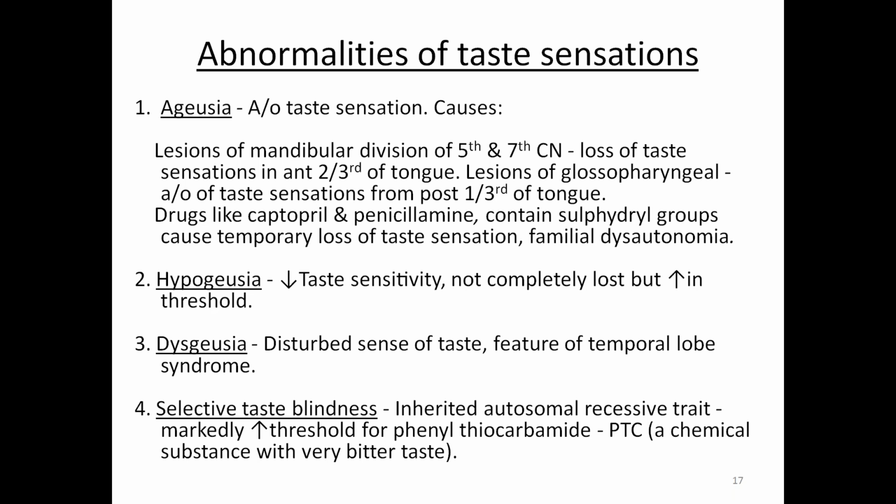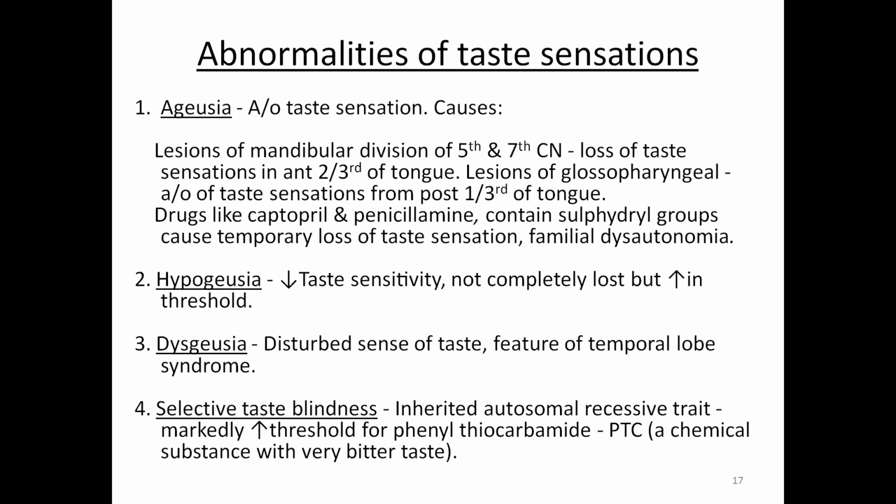Then the second abnormality that we are talking about is hypogeusia. Hypogeusia refers to a diminished taste sensitivity. In it, taste sensations are not completely lost, but there occurs an increase in threshold for different taste sensations. Many different diseases can produce hypogeusia. Then, dysgeusia. It refers to a disturbed sense of taste. It is a feature of temporal lobe syndrome.